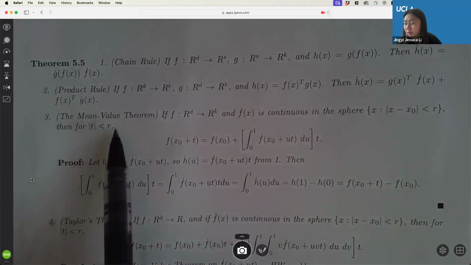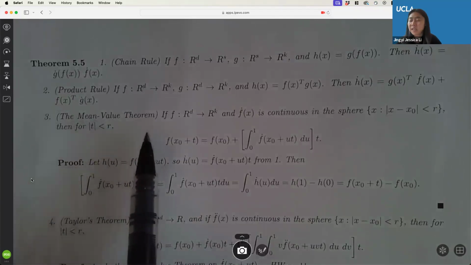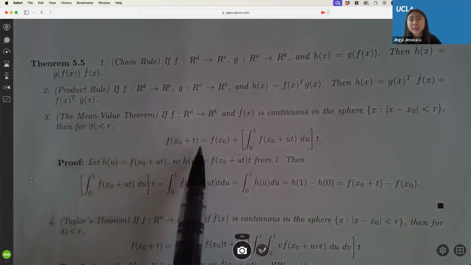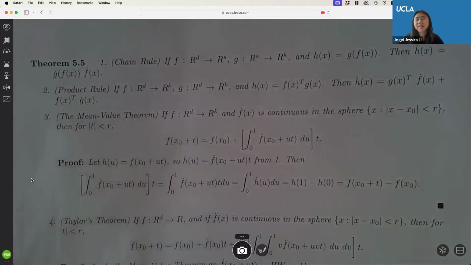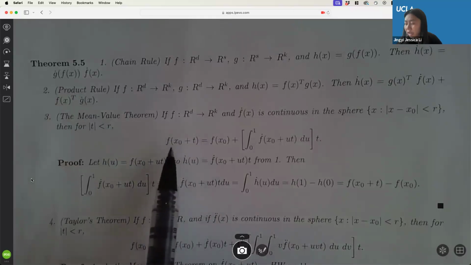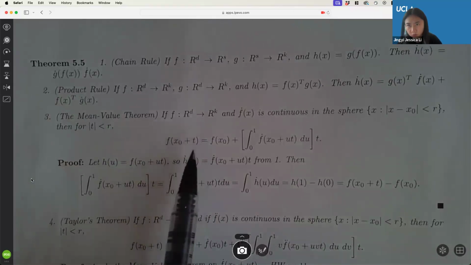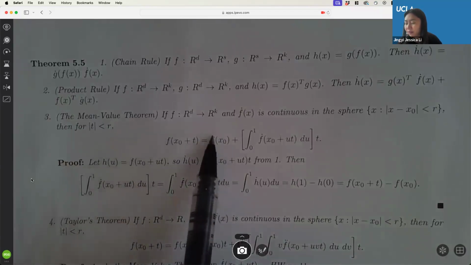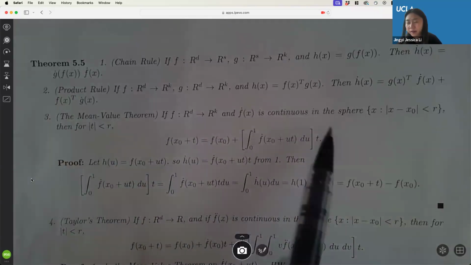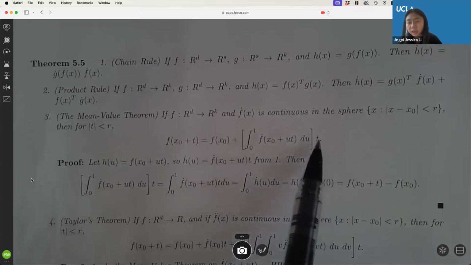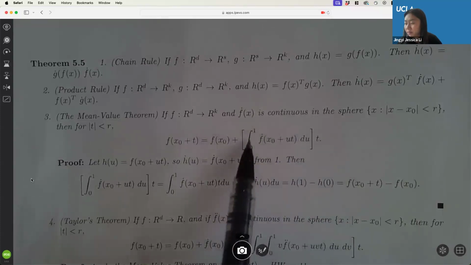Finally, mean value theorem. This is what we use a lot in asymptotics for approximation. And this is just like Taylor expansion, right? Essentially, you look at the function value at x0 plus t, then you approximate it by f applied to x0 plus some term times t. Essentially, this term is the mean value.